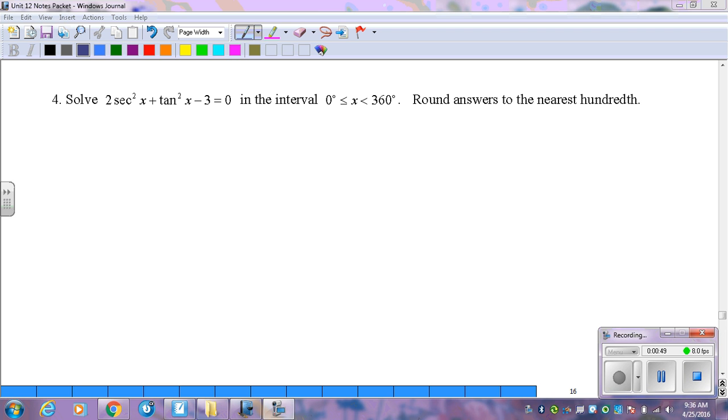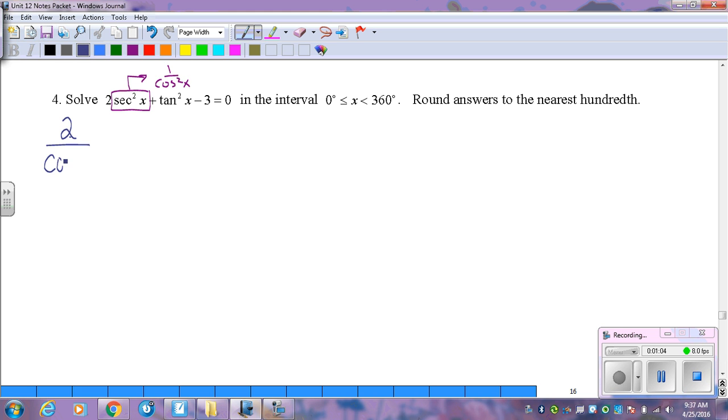So I can change 2 secant squared x, because secant squared, remember, is one of your reciprocal functions, so that's equal to 1 over cosine squared x. So I'm going to change this into 2 over cosine squared x. And tangent squared, remember, is sine squared over cosine squared. So we can go ahead and replace that one. Oh, look at that. Common denominators. That's helpful.